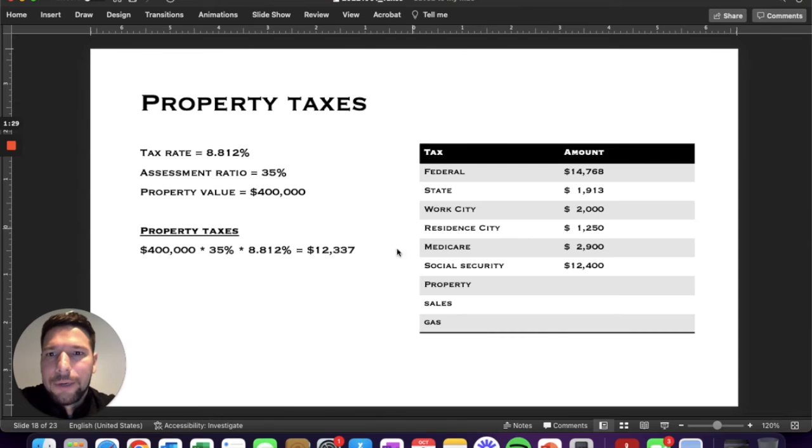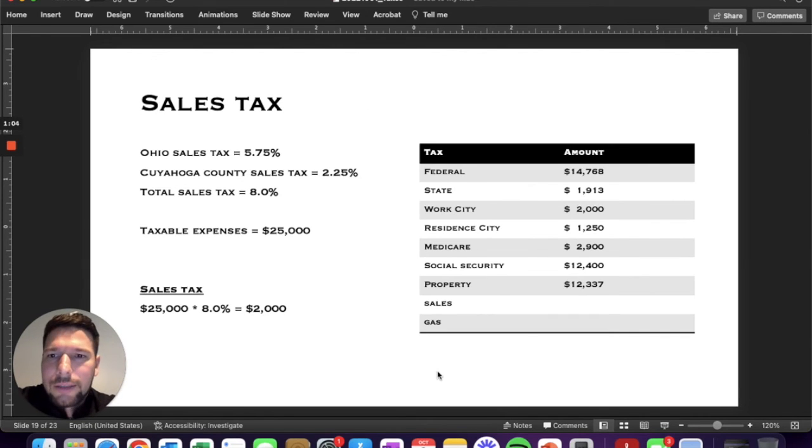For your property taxes, in Cleveland Heights, Ohio, the tax rate is 8.812%. The assessment ratio in Ohio is 35%, and the property value, as we mentioned, was $400,000. So his property taxes per year are going to be roughly $12,300. So another pretty significant chunk there as well.